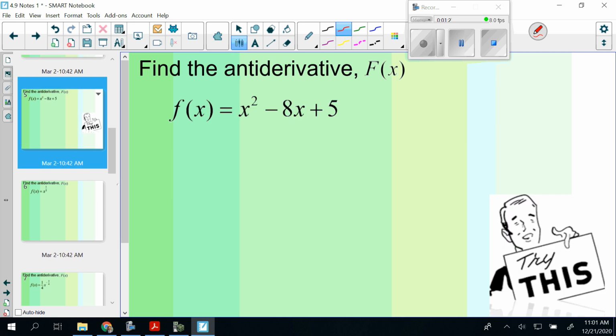All right, this one has multiple terms, so you want to go through and find the antiderivative of each one. So pause the video and try this one on.